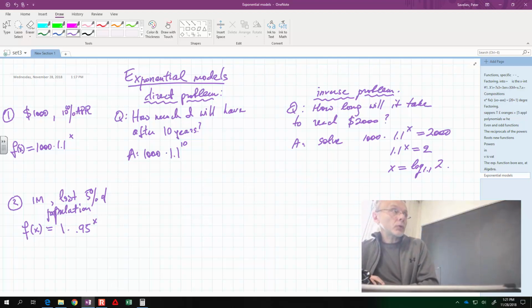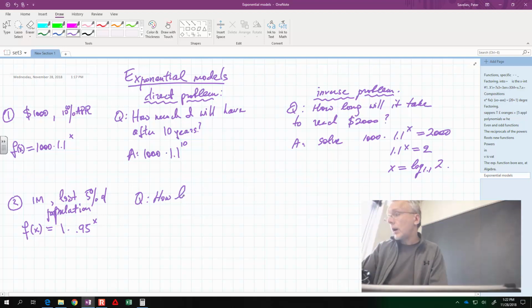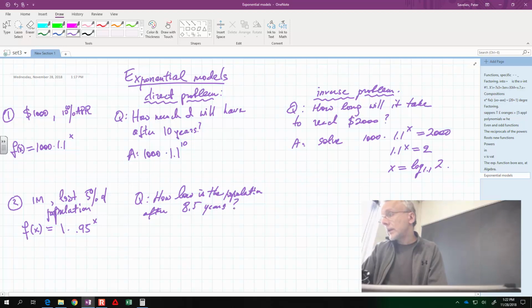With this formula, that previous development helps us answer not only what happens after an exact number of years, it will tell us what's going to happen after 8.5 years, for example. You just plug in x equal to 8.5. So that could be the question: how low is the population after 8.5 years? It does not have to be an integer, but it will be, once again, 1 million multiplied by 0.95 to the power 8.5.